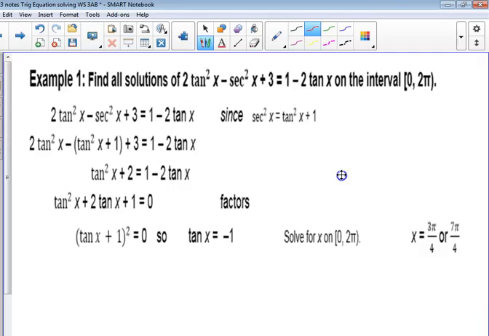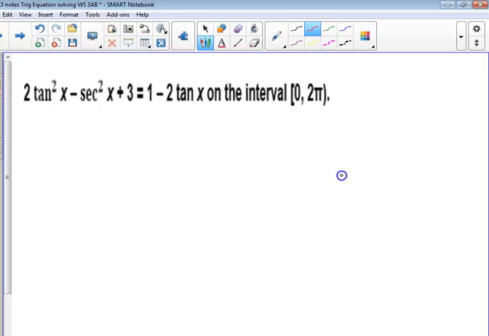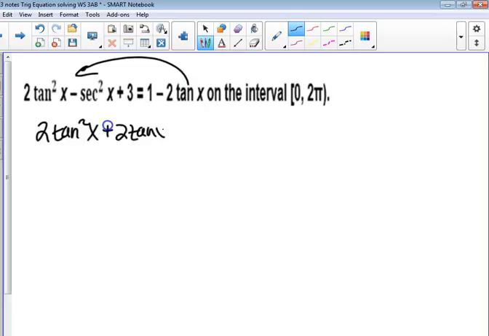All right. Ugh, this is a miserable one. You guys take a break. Put your pencil down. Okay. I can move everything over here, so I have a 2 tangent squared. I could add this 2 tangent over to that side. I have a plus 2 tangent. I could subtract this 1. I have a plus 2. But I still have what? Minus secant squared.